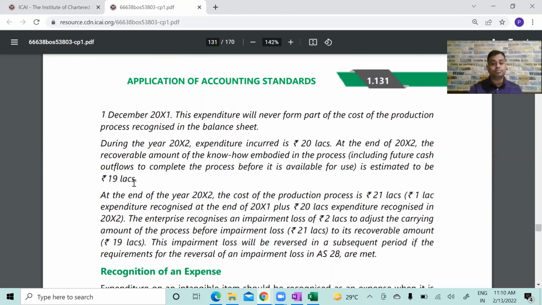Very good. Next. At the end of year 2012, the cost of production process is 21 lakhs. 1 lakh expenditure recognized at the end of 2011 plus 20 lakh expenditure recognized in 2012. The enterprise recognizes an impairment loss of 2 lakhs to adjust the carrying amount of the process before impairment loss, 21 lakhs, to its recoverable amount, 19 lakhs. This impairment loss will be reversed in the subsequent period. You don't need to read this because impairment loss and reversal as per AS 28 is out of your level.